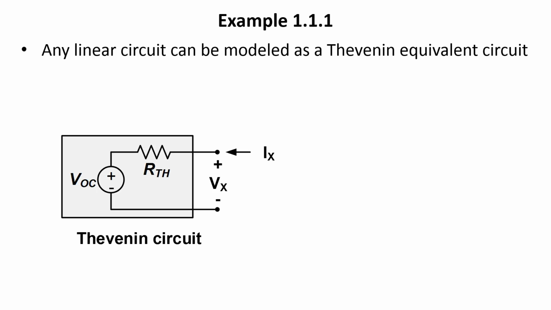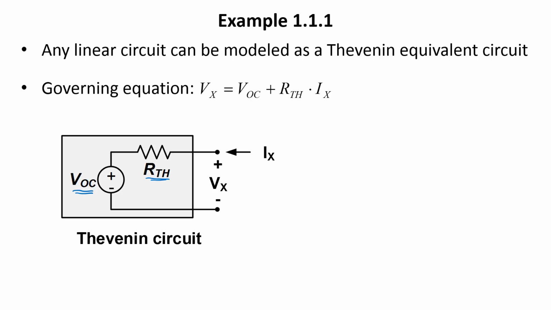Thevenin's theorem is an important tool in electrical engineering. It says that any linear circuit can be modeled mathematically as a much simpler circuit consisting of a voltage source, VOC, and a single resistance, RTH. VOC is called the open circuit voltage and RTH is the Thevenin resistance.